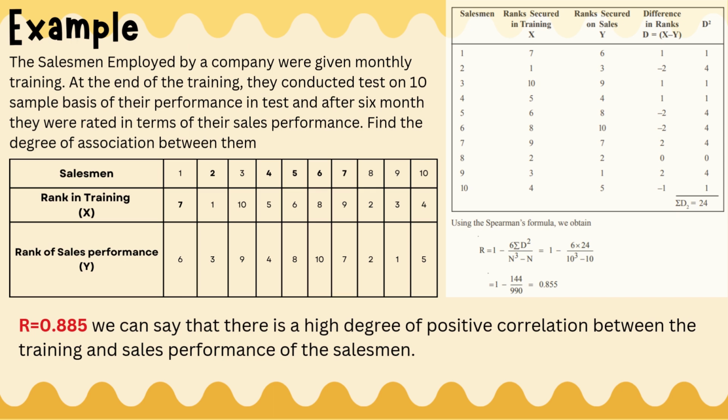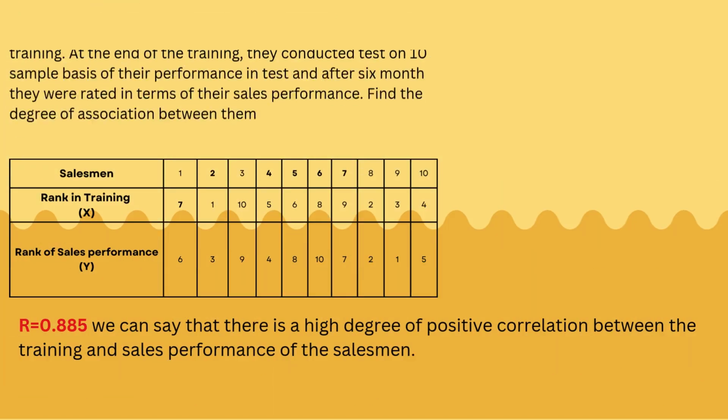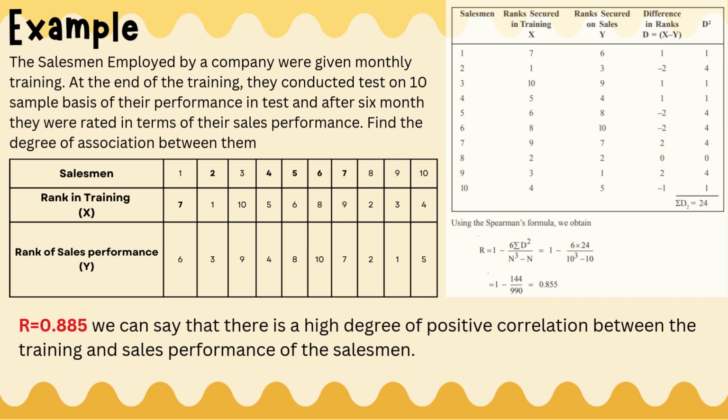The salesmen employed by the company were given monthly training, and at the end of the training they conducted a test on a sample of 10. Let us see this example. The first row is salesman, the second is rank, which is denoted by x, and the third is ranks of sales performance, which is y. The values are already seen here. In that table, we are going to calculate capital R, Spearman's rank correlation coefficient. In capital R, we require the terms summation d square, n cube, and n.